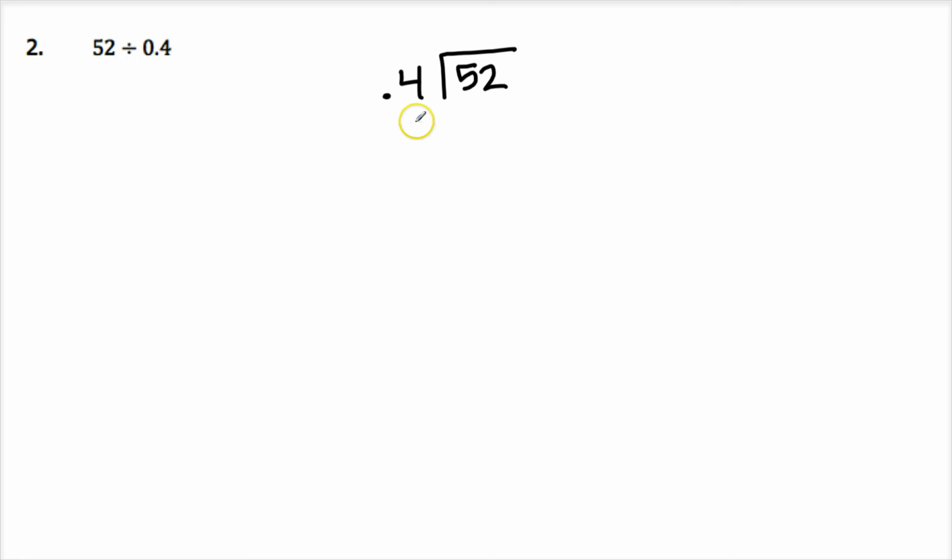Just like the last problem, my first step is to take my decimal point on my divisor and move it so that I get a whole number. I need to move my decimal point one place to the right, so now this becomes 4 instead of 0.4. For 52, even though the decimal point isn't written in, you know that there's an invisible decimal point right here. 52 means the same thing as 52.0. So when I move this decimal point one place to the right, it's going to go here past this 0. I'm going to extend my division house a little bit. Now it's like I'm doing the division problem 520 divided by 4.